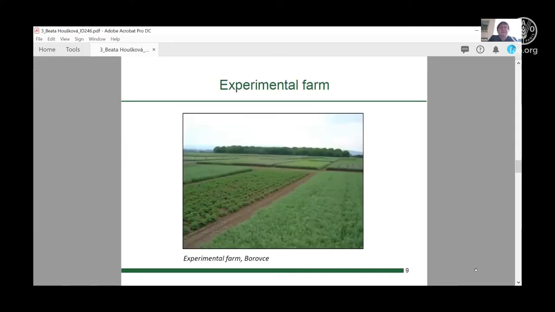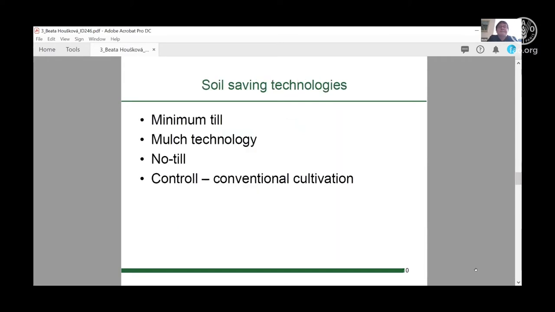This is the experimental farm in Borovce. There are small divided fields, and we use different fertilizing and different types of cultivation. Next, please. We checked minimum till, mulch technology, no till, and the control was conventional cultivation. Next slide, please.